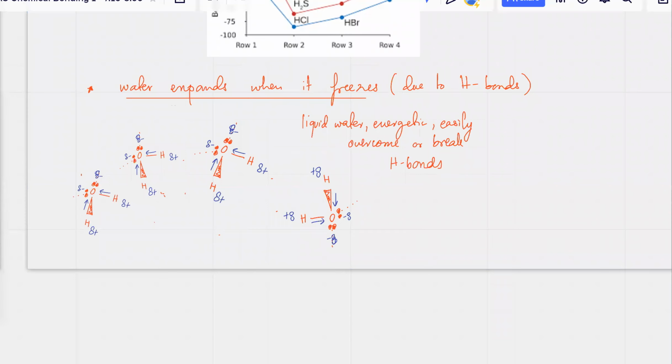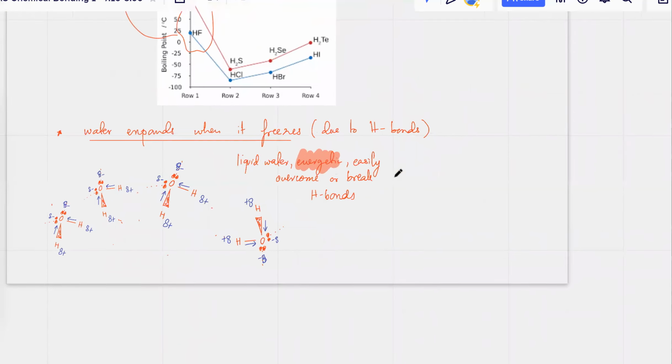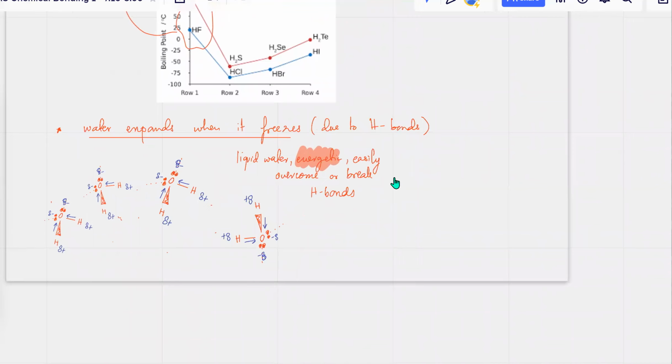Okay, that's important. Whenever you have energetic molecules, the molecules can break the hydrogen bonds or attractive forces. Now, when they start to freeze, they start losing energy. So when they freeze, the same molecules all of a sudden start to lose all the energy. You're taking away energy. That's what you do when you're freezing them. Now the molecules are not energetic enough to actually break the hydrogen bonds.